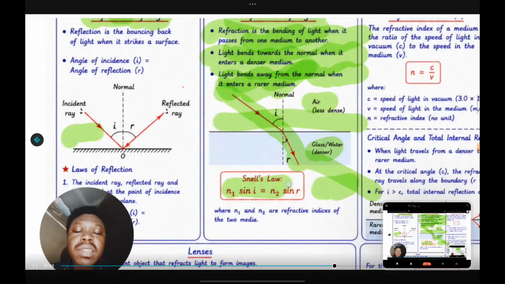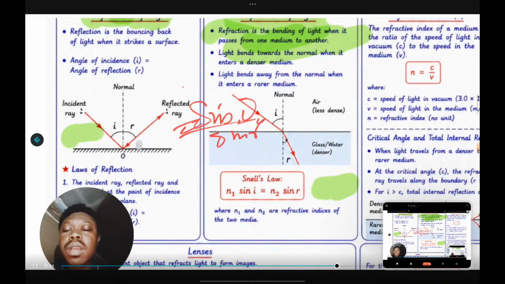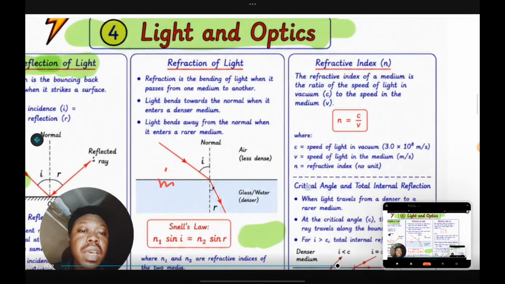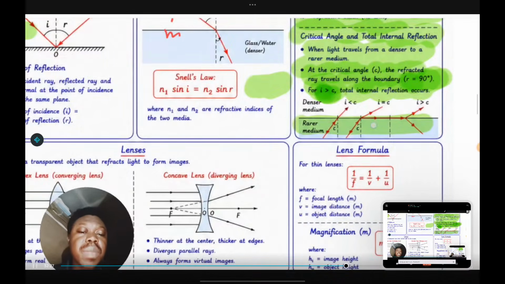All right. And then we have our Snell's law as sine I over sine R. Take note of that. Please, let me write it for you. Sine I over sine R equals refractive index. Please take note of all these formulas. Then refractive index, I can also have C over V, because the refractive index of a medium is the ratio of the speed of light in vacuum C to the speed of light in the medium.